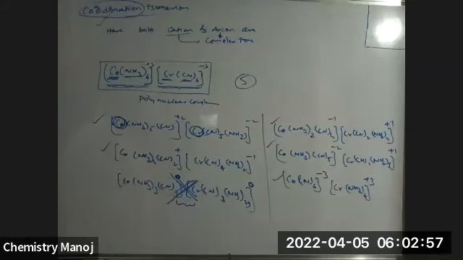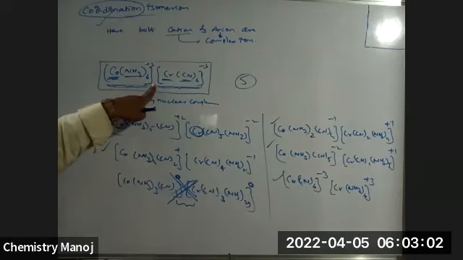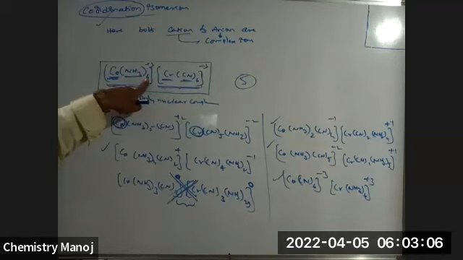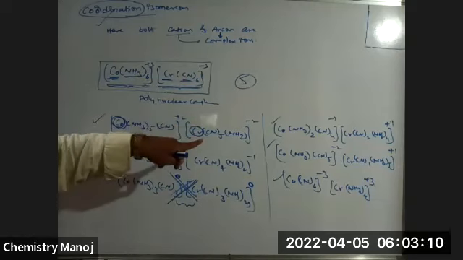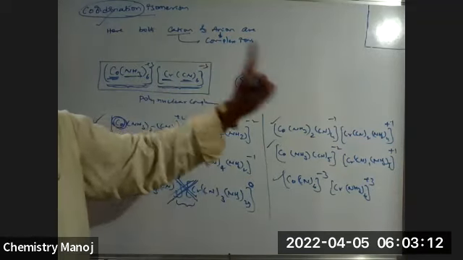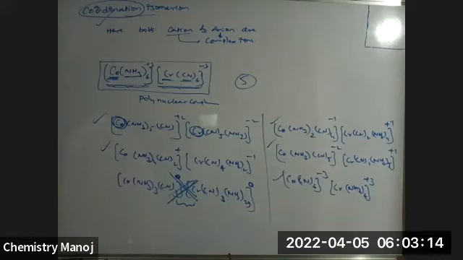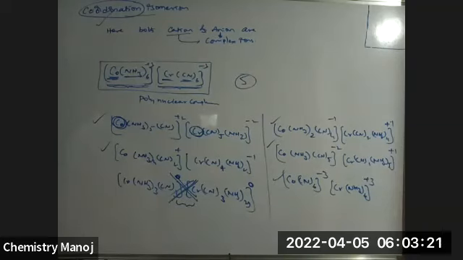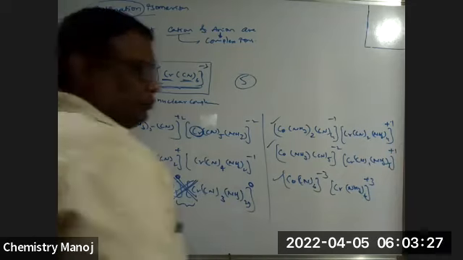How many coordination isomers are possible with this complex? 5. So what is the coordination number here? 6. If 6 is the coordination number, the number of coordination isomers is equal to coordination number minus 1, because one should be neutralized. It is neutral, it is not a complex. So that is why the answer is 5. Clear? Next.